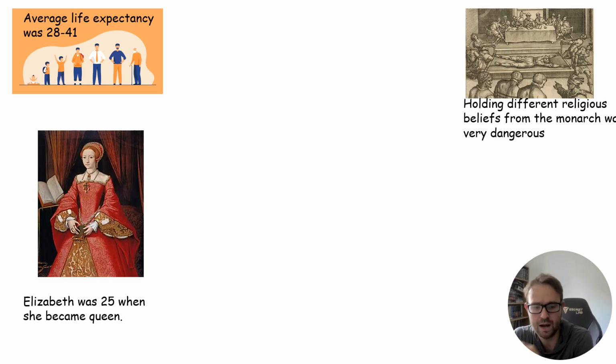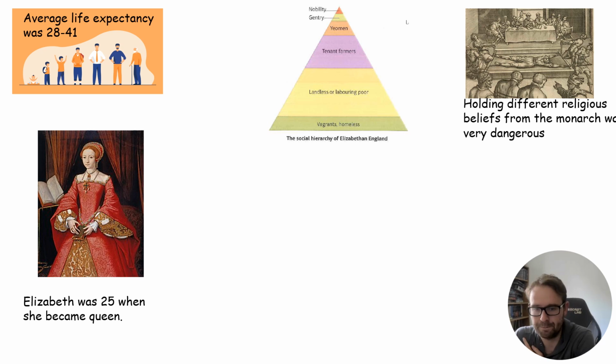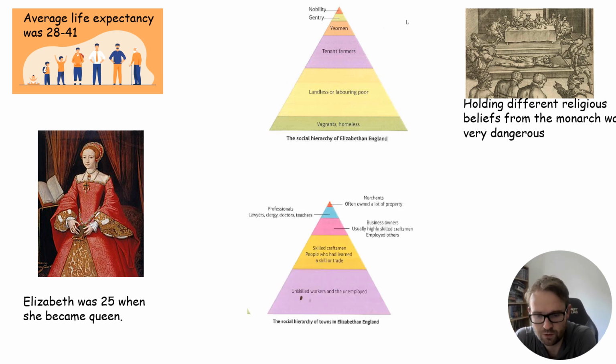Now, Elizabeth, she's 25 when she becomes queen. Make sure you know the date. It's 1558. And this is kind of how society looks: nobility at the top, and then the gentry, then the yeomanry, and then you get the tenant farmers who will become important in key topic 3. And then you've got the landless and labouring poor and the vagrants. So that's how society is structured: the rich at the top, poor at the bottom. Again, that's more important for our final key topic.